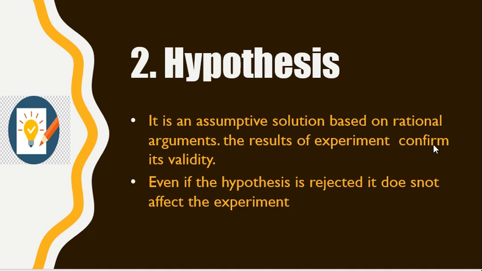Okay, the second stage of the experimental method is the formulation of hypothesis. What is a hypothesis? A hypothesis is a tentative statement which we are going to prove right or wrong. Even if the hypothesis is proved wrong, there will be no effect on the research. Okay? A hypothesis is an assumptive solution based on rational arguments, and the results of the experiment confirm the validity of this hypothesis.